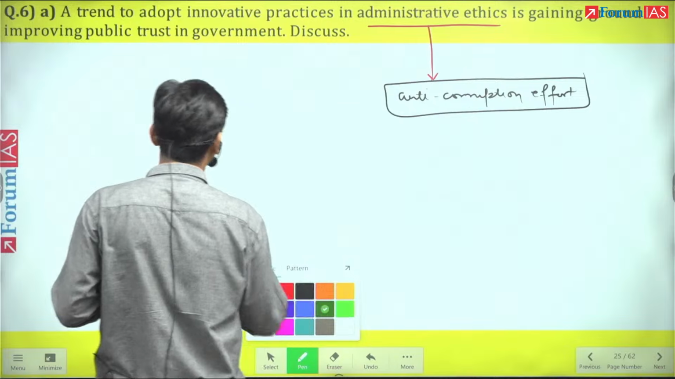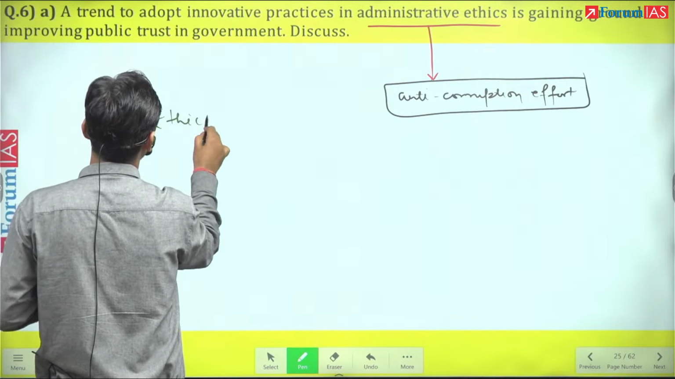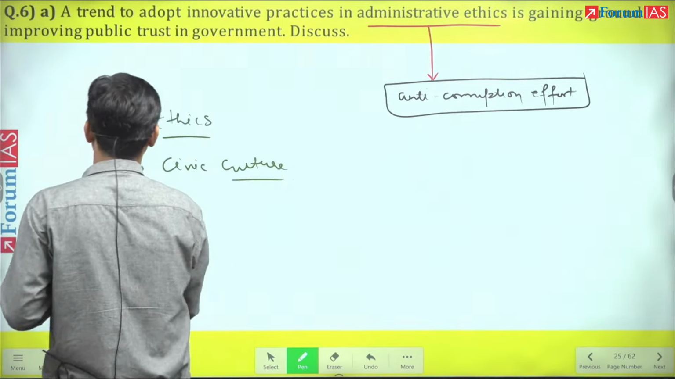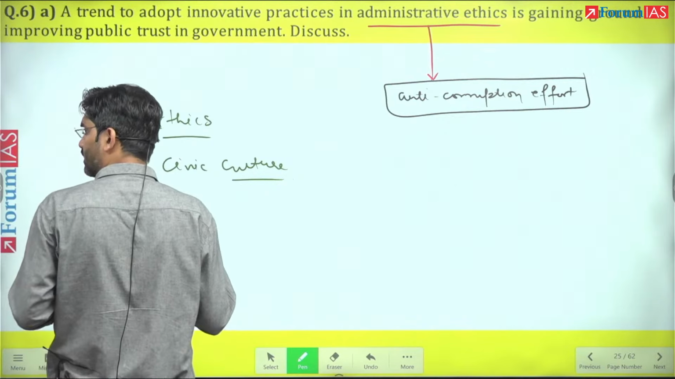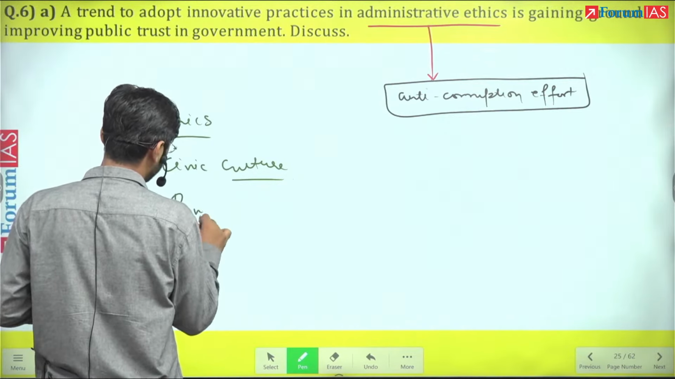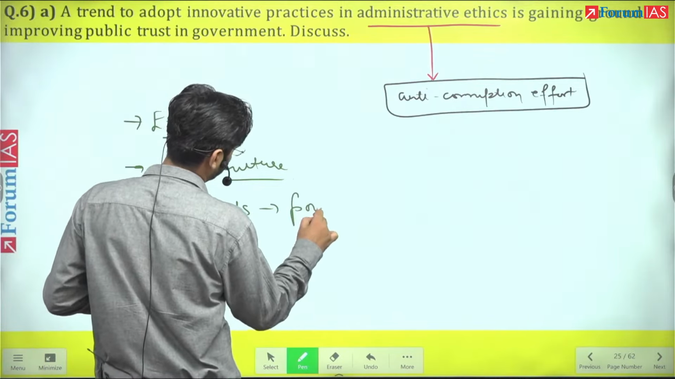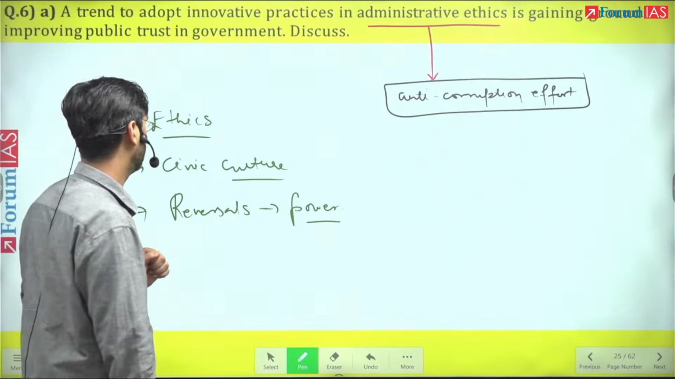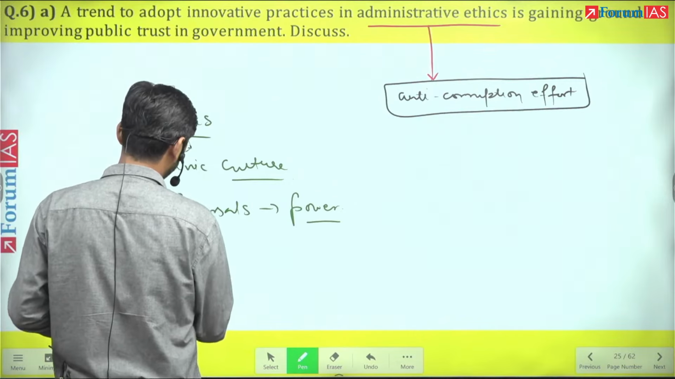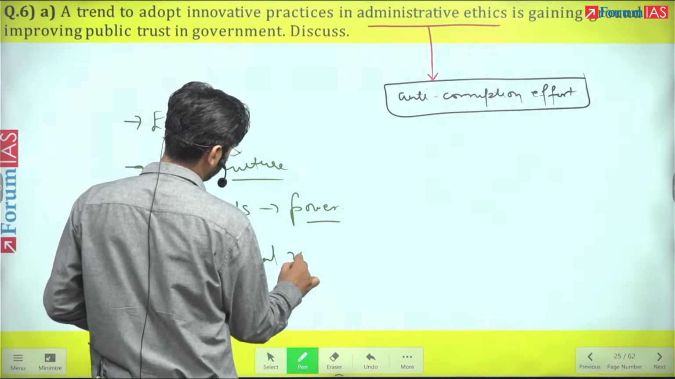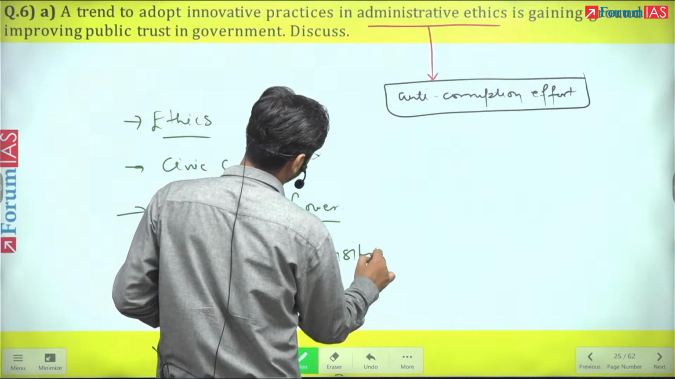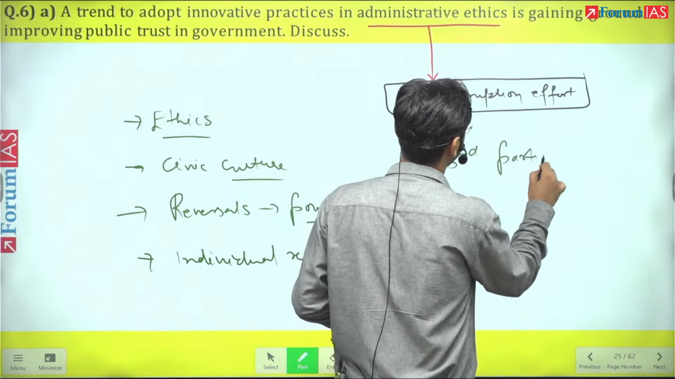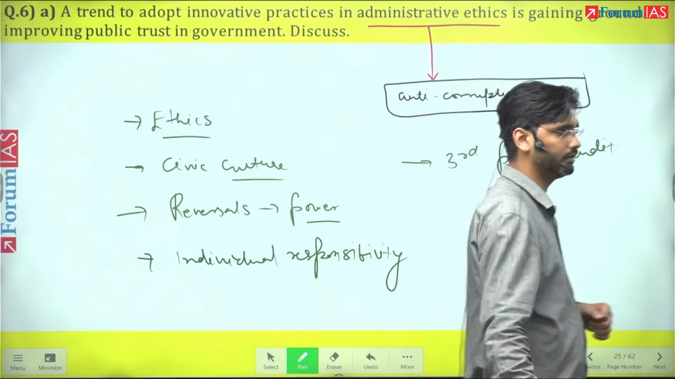Right? We talk very much less on ethics. We talk very much less on civic culture. We talk very much less on what is called reversals in power in terms of governance, right? What is called individual responsibility. What is called third party audit, not done properly.